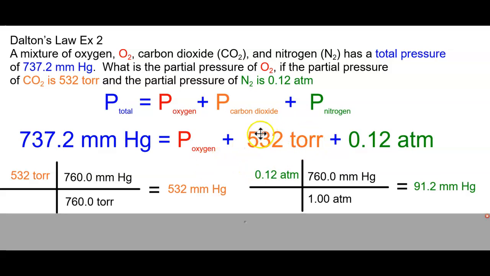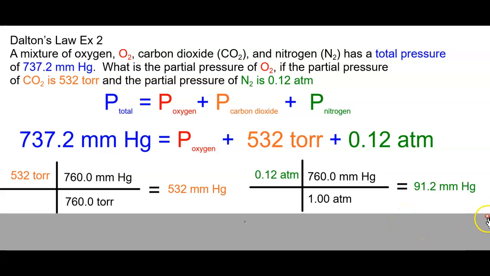So the first thing I did is I converted everything. In this problem, I decided to convert everything into millimeters of mercury. You can convert to whichever unit of pressure you desire, unless it's specified in the question. So I could have converted everything to atmospheres, or all of them to torr, or all of them to millimeters of mercury. I chose millimeters of mercury in this example. So I took 532 torr and I did my factor conversions, and I got 532 millimeters of mercury, and I did 0.12 ATM, and I converted it into millimeters of mercury.